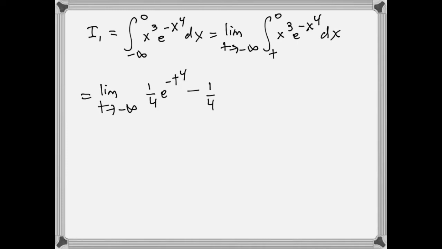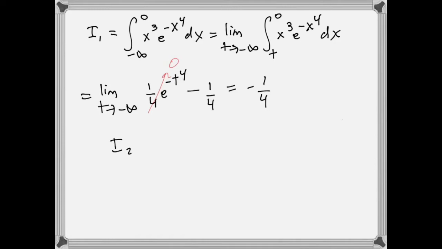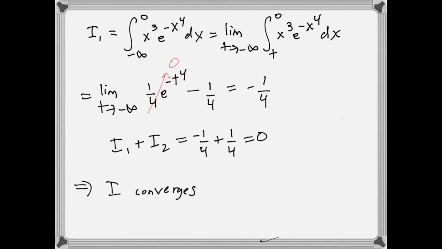And now I have to send t to negative infinity. If you take negative infinity to the fourth power, you get infinity, and then you're doing e to the negative of that, and so this is still going to go to 0. So the answer is negative 1/4. And so, if we go back, I1 is equal to negative 1/4. So then what does I equal? I1 plus I2 is negative 1/4 plus 1/4, which is 0. So we could say I converges to 0.